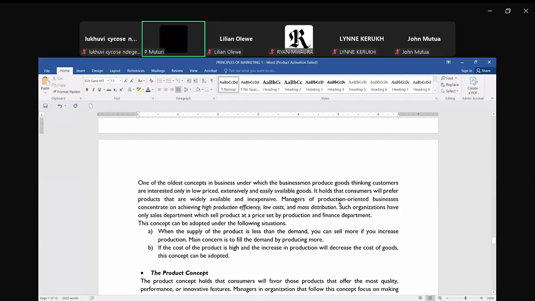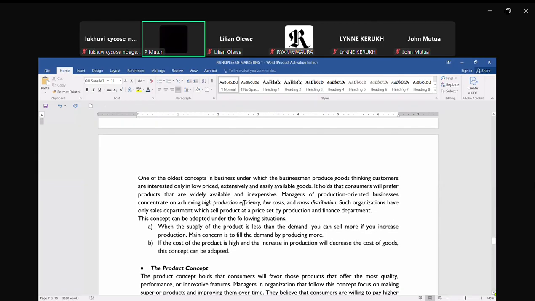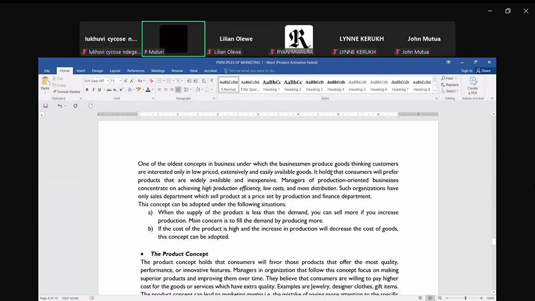Perhaps that's where the main thrust, the main idea behind it, is. It holds that consumers will prefer products that are widely available and inexpensive. That people will want to buy products that are widely available and inexpensive. And if you think about it, it was around the industrial era that this concept really came into play, or how market companies did.